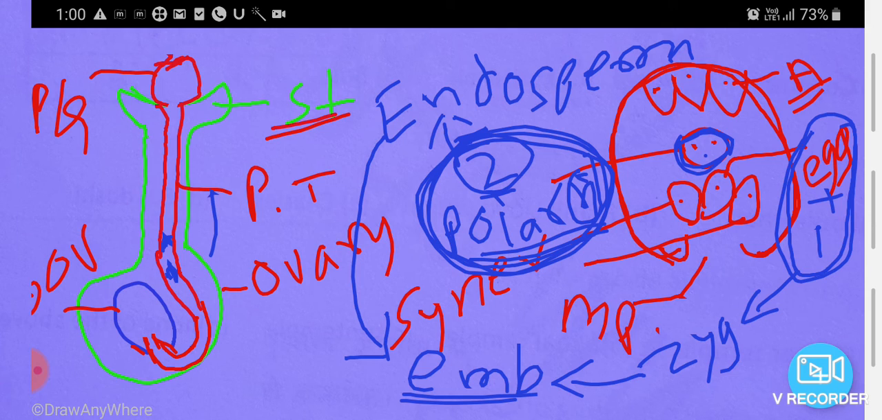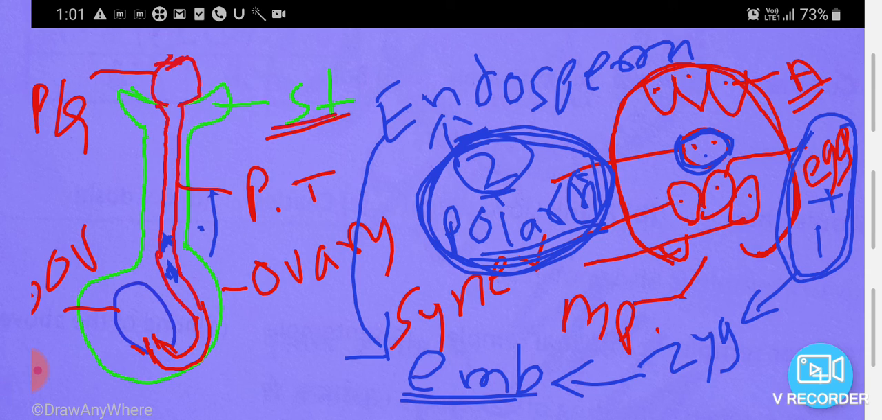And the next is that it avoids polyembryony. What is meant by polyembryony? If a single ovule has more than two embryos, then it is called polyembryony. So this double fertilization prevents or avoids polyembryony.